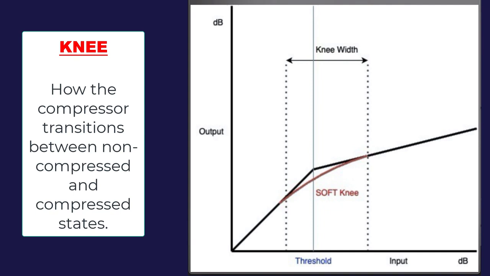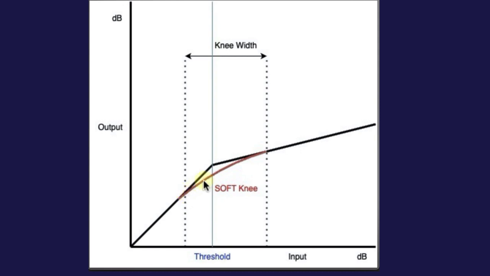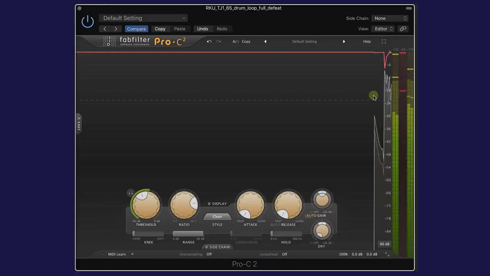And the last but not least is the knee. The knee is a setting which tells the compression to kick in either hard or soft. If you look at this graph, you can see that the signal on the hard knee will go straight up to where the threshold is and then apply the compression immediately. Or if you put a soft knee, it will slowly start reducing from before the threshold and then slowly curve to where you wanted it to be. And that's called the knee width.